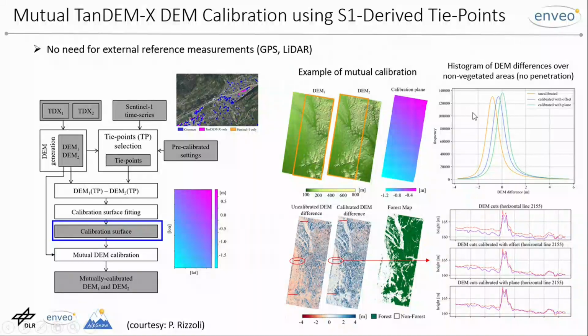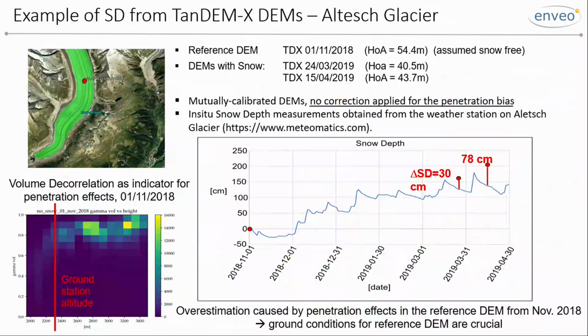And when you look here, for example, at the difference between DEM1, DEM2, and the calibration plane, we can look at some profiles. If it's uncalibrated, then we see the difference calibrated with the offset, and then with the standard offset. And if we look at this correction with the plane, it is more or less the same for terrain which is not changing. We try to measure snow depth on the Aletsch Glacier. Yeah, it's challenging.